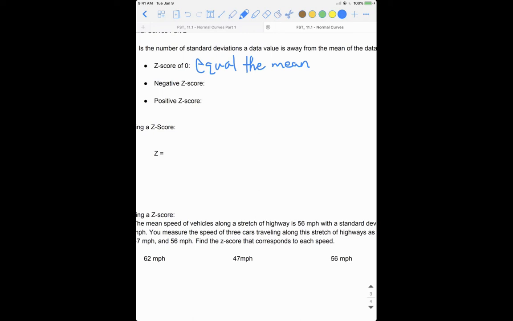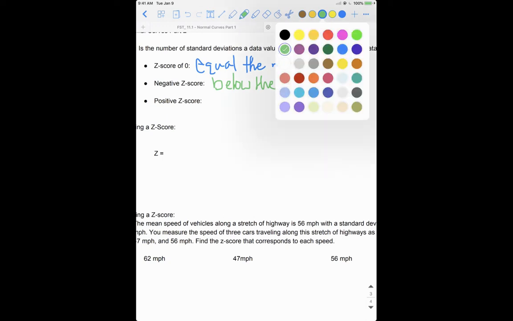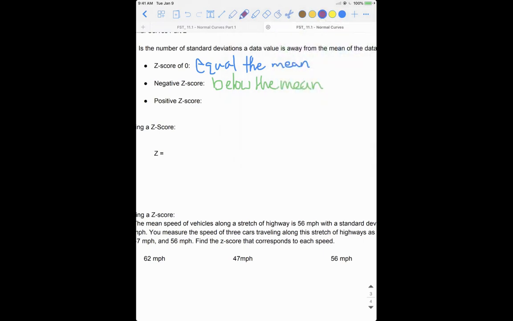Okay, so what happens if you get a negative z-score? That means you are below the mean. So right away, if you see a negative z-score, you should know this data value is below my mean, below my average. Lastly, if you have a positive z-score, that means you are above the mean. So you've got 3 options when it comes to z-scores: you can be equal to the mean, above the mean, or below the mean.